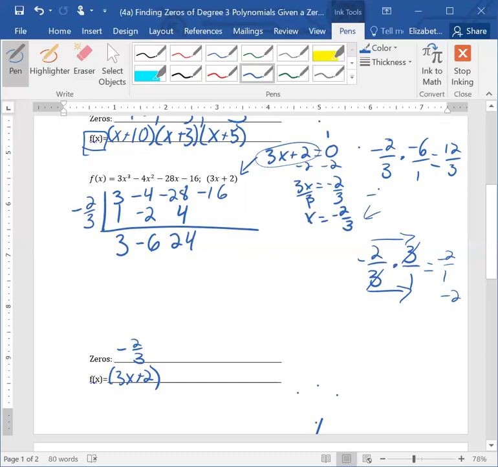Negative 2/3 of negative 24. All right, let's do this over here. Negative 2/3 times negative 24/1 equals what? All right, so negative 2 times negative 24 gives you 48/3. 48 divided by 3 is 16. We're going to write that over here. And negative 16 plus 16 is 0. Okay, in confirmation, we ended up with a remainder of 0. So this is indeed a factor.